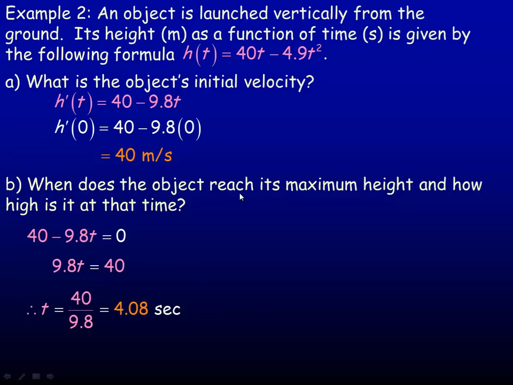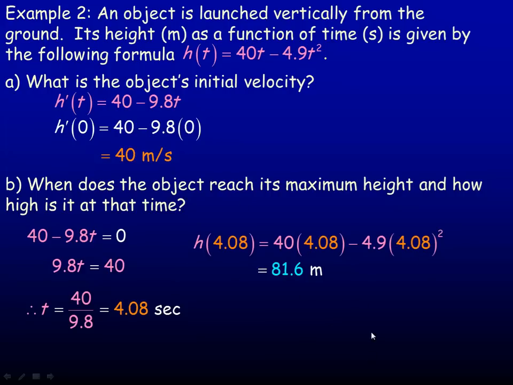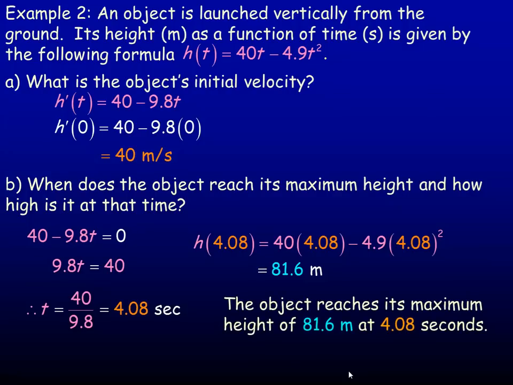So that's the when part, and then how high is it at that time? We really want to know how high it is at 4.08 seconds. Well, this is the height function, or displacement function, so we'll put 4.08 in place of time. And that's the calculation. That works out to about 81.6 meters. So then we would say that it reaches its maximum height of 81.6 meters at 4.08 seconds.